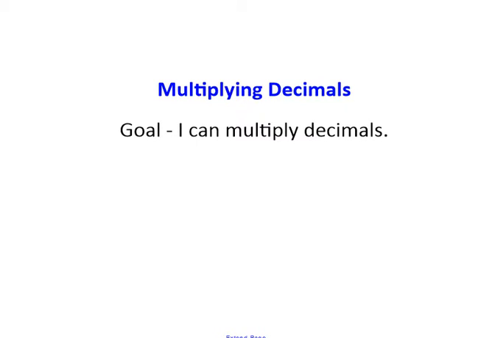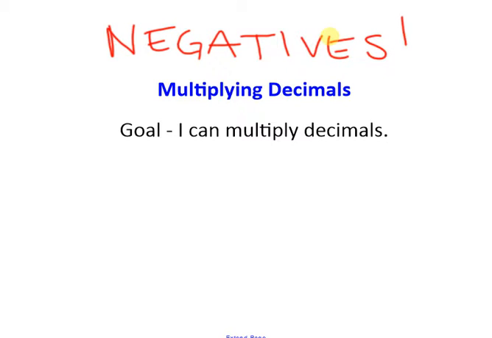All right, in this lesson, we are going to be multiplying decimals. Please make sure that you're watching the correct lesson, though. This is multiplying decimals with negatives. So if you should not be multiplying decimals with negatives, please make sure you get back out of this lesson and you are watching the correct lesson.